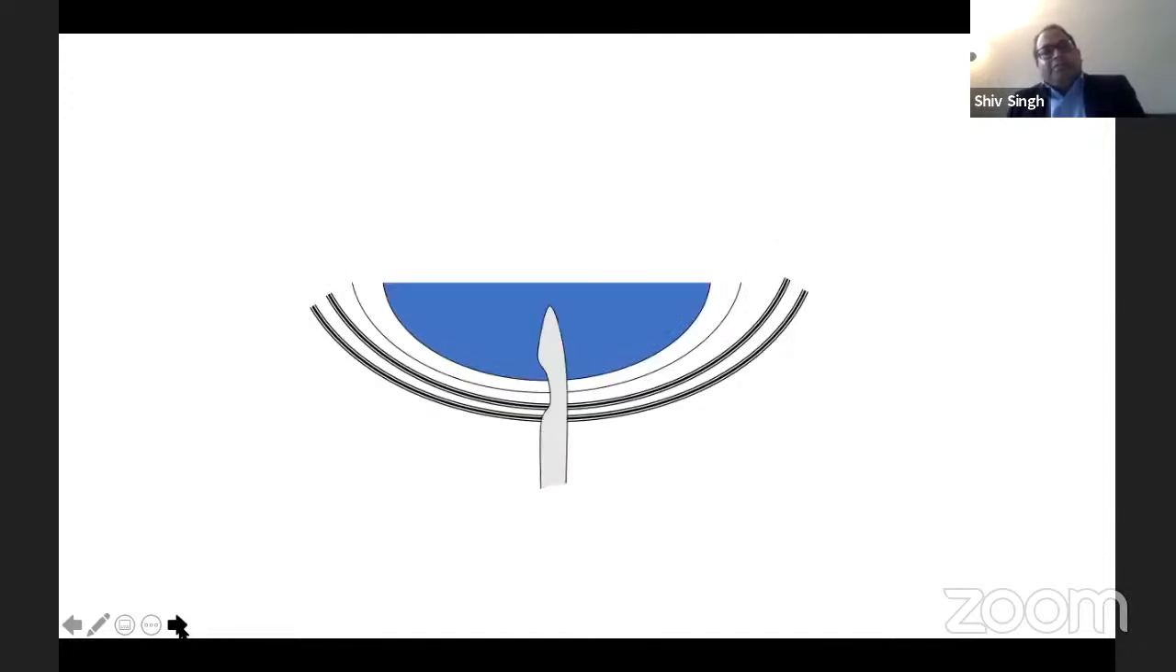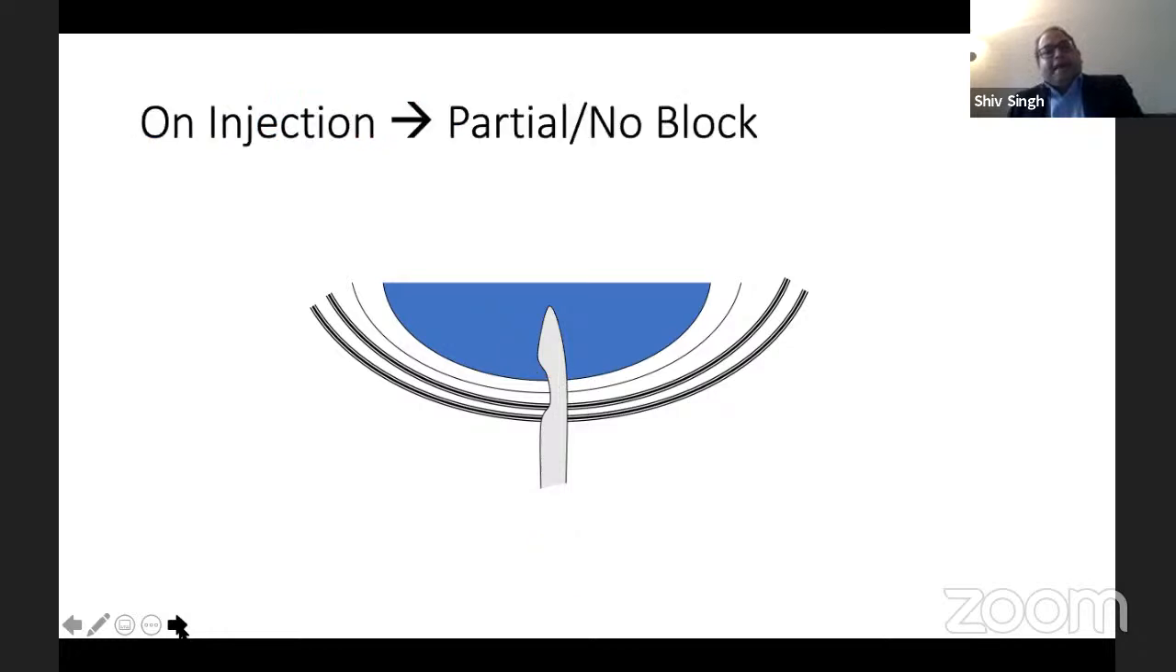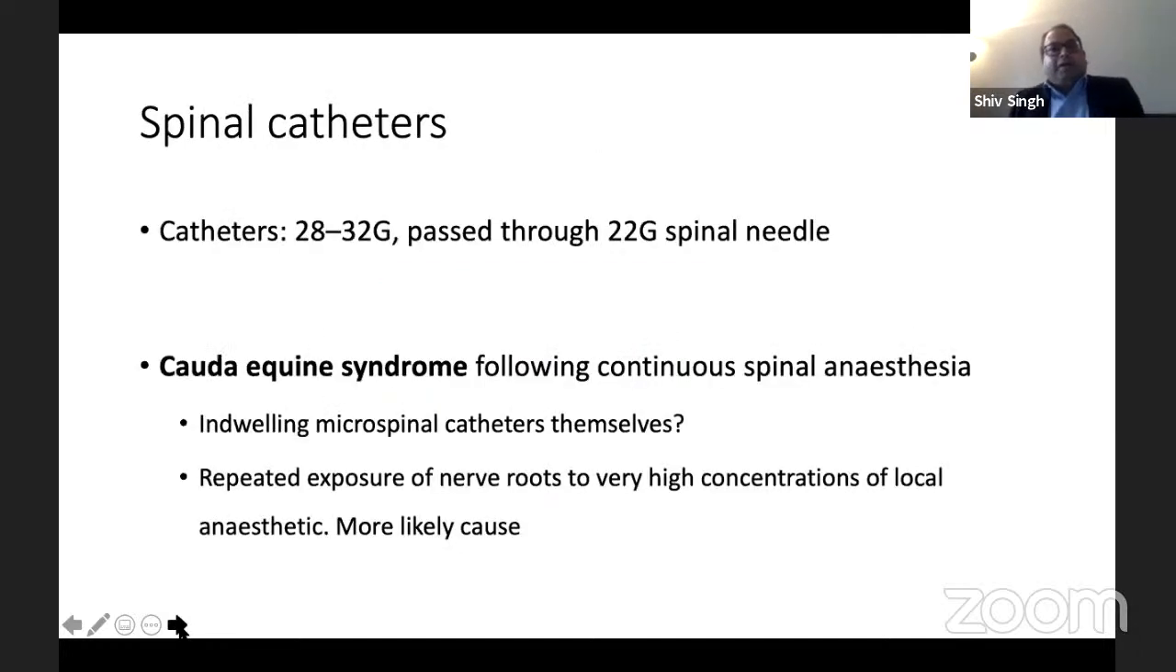So this is what actually happens. You have the side port, or hole, and when you aspirate, the CSF comes out easily. But when you inject, part of it may be deposited in the CSF, but part gets deposited in the epidural or subdural space. That can lead to a partial block or no block at all. So those were the problems with the newer spinal needles. Dural puncture headache obviously remains a risk, and to reduce this risk, we tend to use smaller needles. But with smaller needles, there is a risk of bending and a risk of breaking.